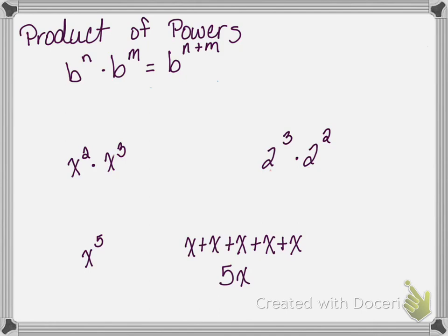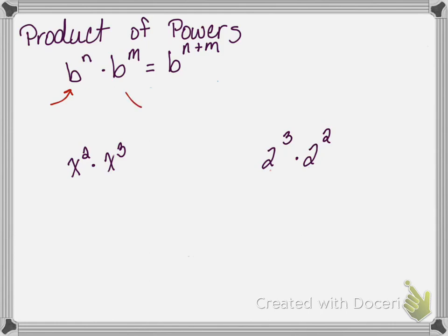Okay, so here's our first one. A product of powers. I have the answers down here. Now, a couple of things that I want to point out is that this right here, B, is your base. The n and the m are your exponents. The base is raised to that exponent.